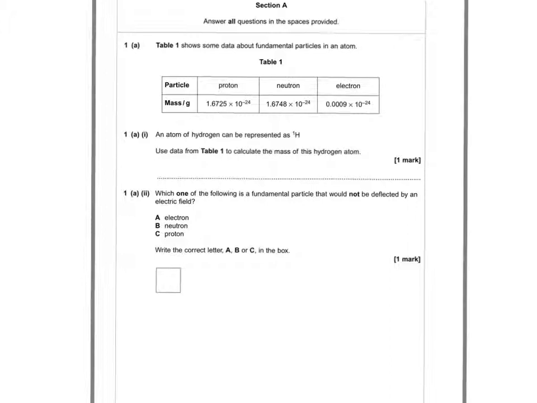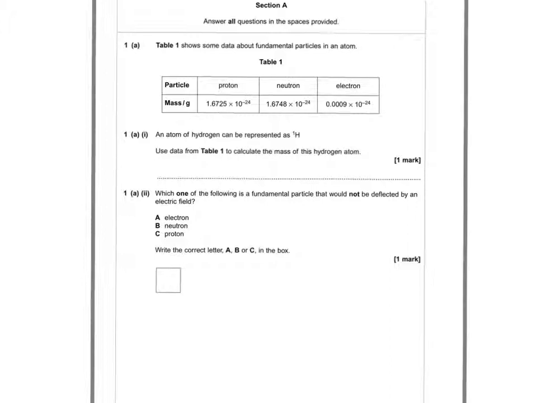Okay, so question 1. Table 1 shows some data about fundamental particles in an atom. An atom of hydrogen can be represented as 1H. Use data from Table 1 to calculate the mass of this hydrogen atom. So what they want you to think about here is what particles does an atom of hydrogen contain? If you look at the periodic table, you will see it has a relative atomic mass of 1 and the atomic number is 1. That means it has 1 proton and 1 electron, and that's it, no neutrons.